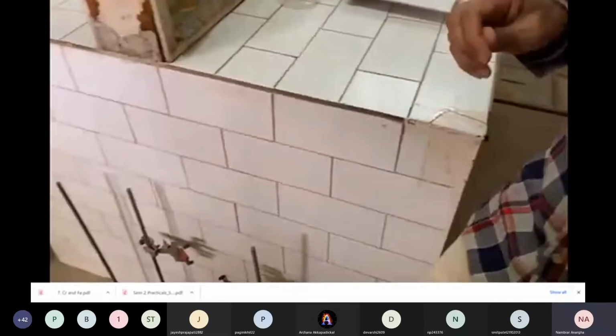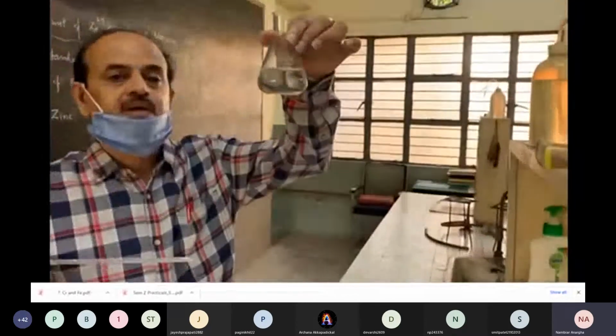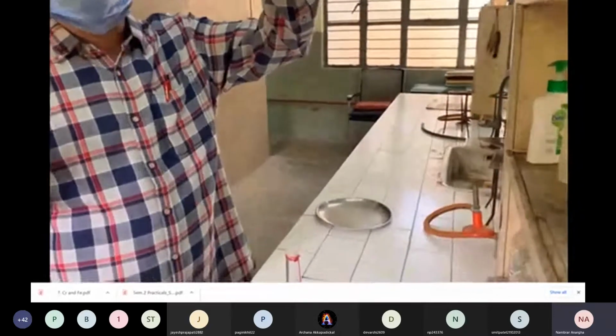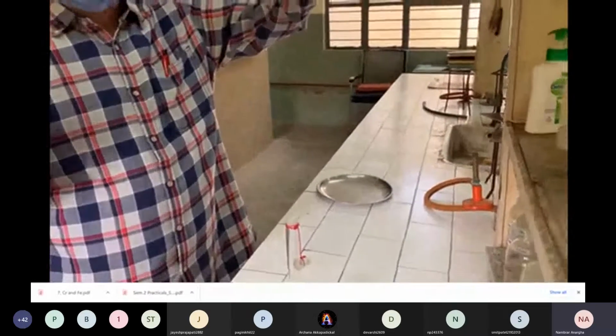Now, in the second part, generally what we do is we give you a standard solution of this. This is actually a standard solution of zinc sulfate prepared by us, but for the students this is an unknown solution. Its concentration is not known. What we normally do is we pipette out about 25 ml of this, roughly around 25, it can be anywhere between 20 and 25.